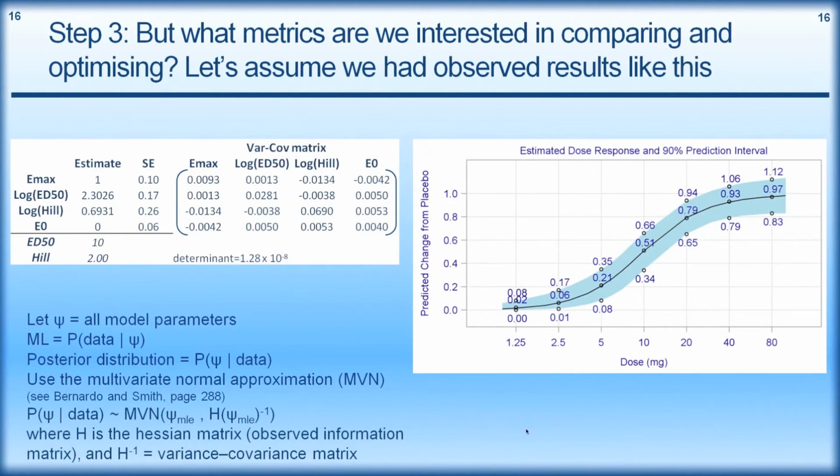And if we do that, we can look at the determinant here of this matrix, so how big the variances are. It's a measure of the size of the variance covariance matrix. And we can actually obtain a result like this as well by taking samples from that multivariate normal distribution to generate 1,000 dose response curves and then summarize them with the 5th and 95th percentiles at each dose.